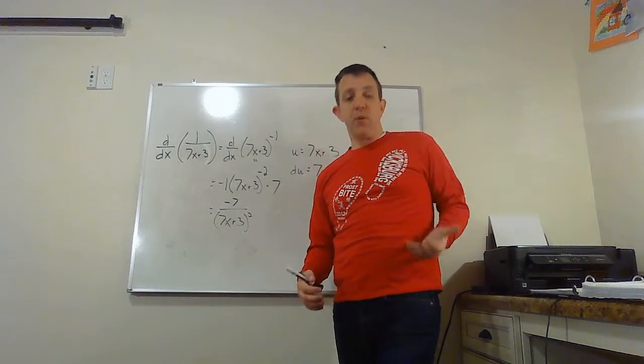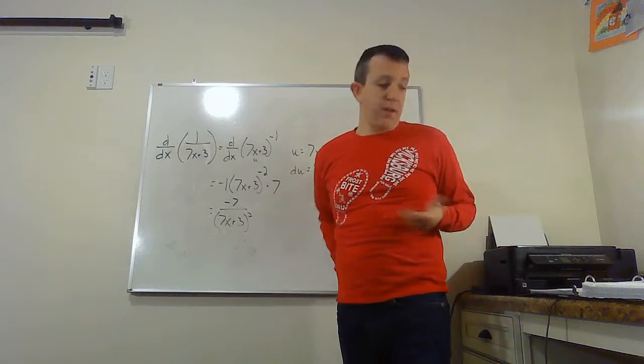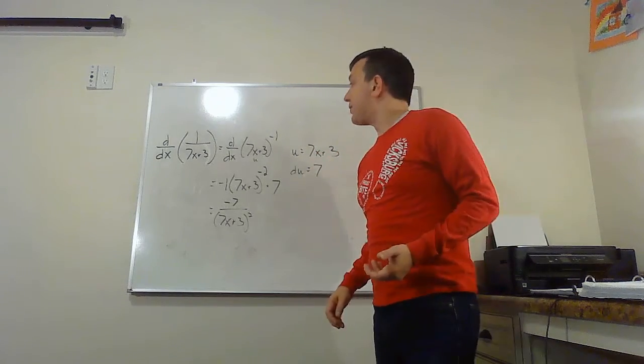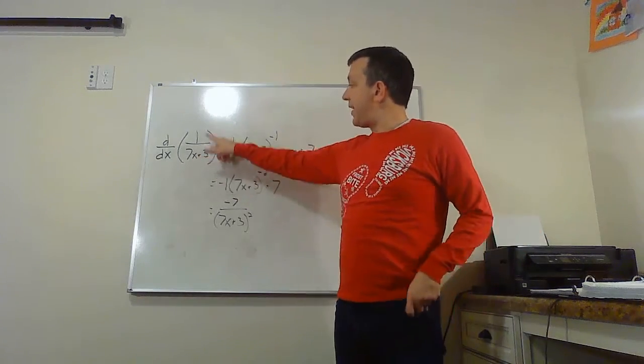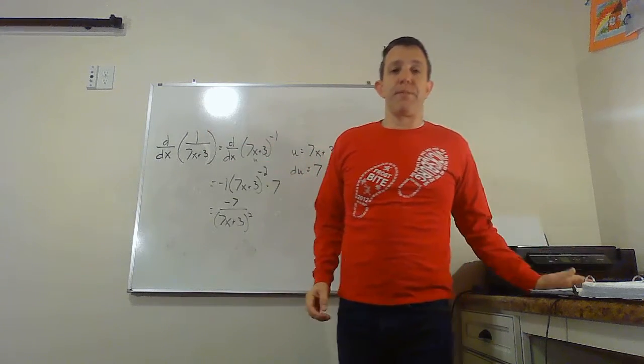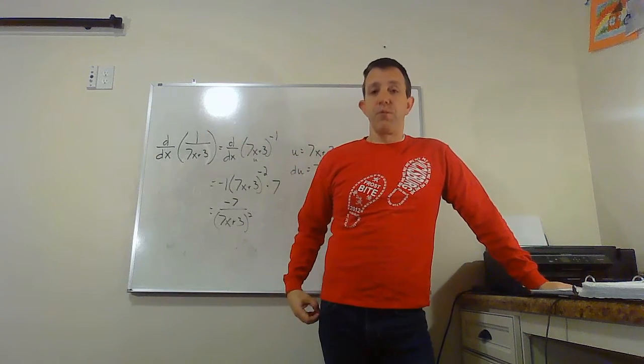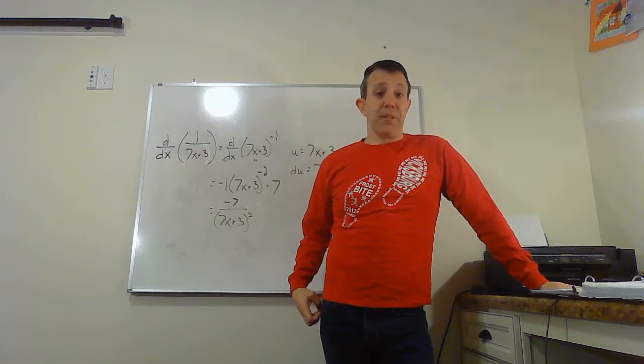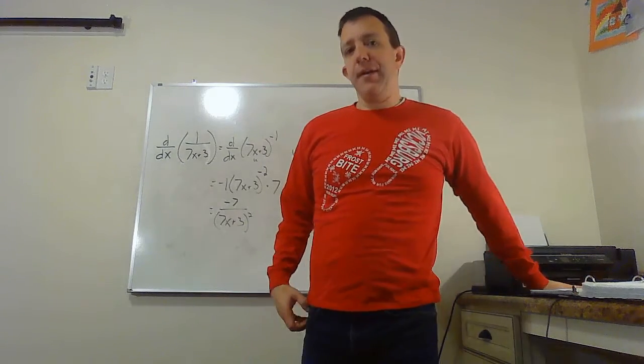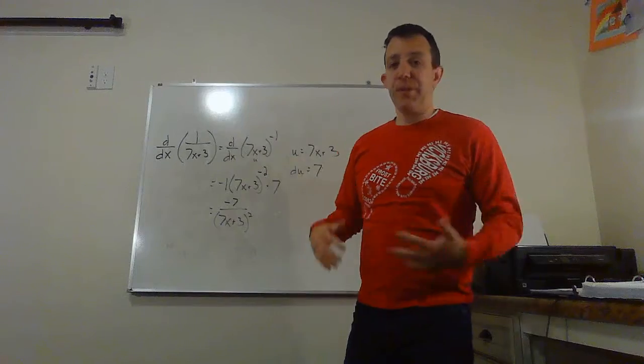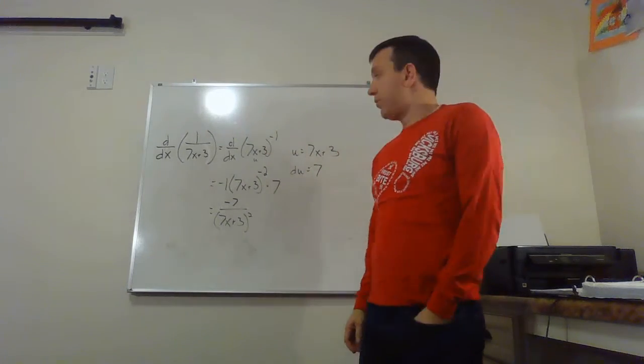Alright, I have 3 more examples. One's on the board and the other 2 will be forthcoming. So I want the derivative with respect to x of 1 over 7x plus 3. Now, you could use the quotient rule on this. Honestly, I don't like the quotient rule. I try to avoid it as much as I can. That's not entirely true, but this is a great place to avoid the quotient rule.